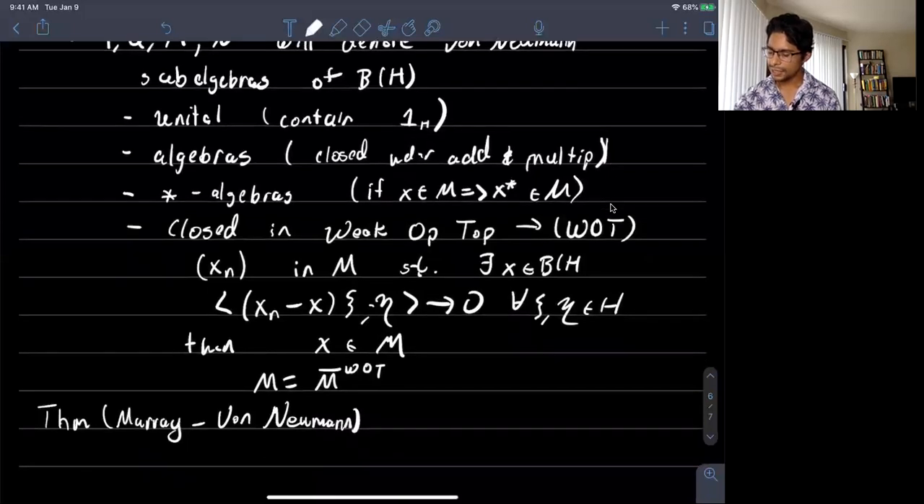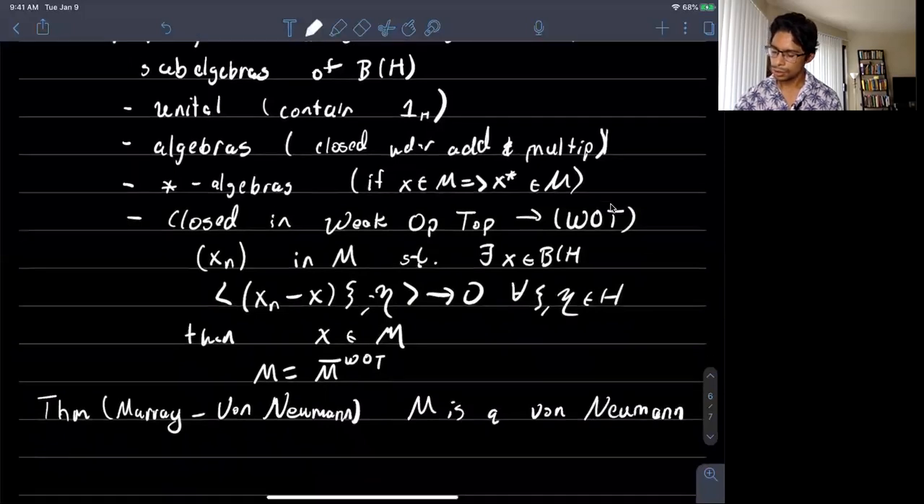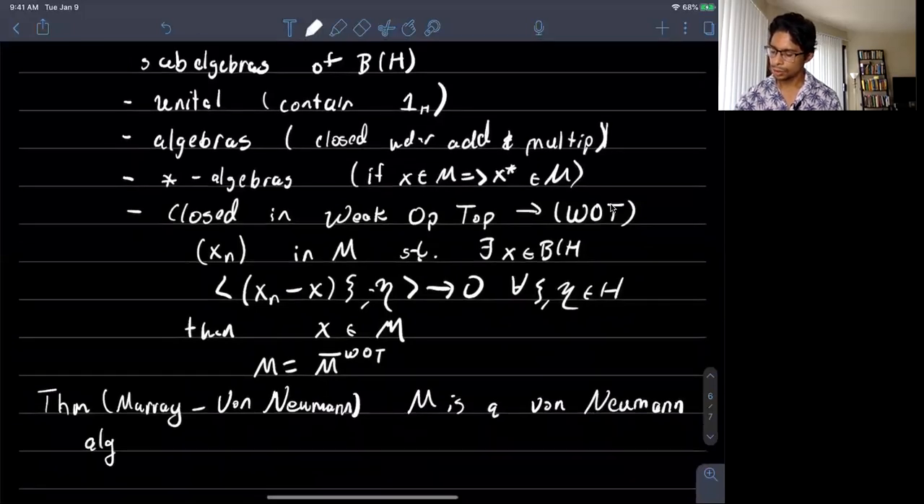Which is that M is a von Neumann algebra if and only if M is its own bicommutator. I'm being a little loose with what's going on here. There are some other conditions, but this is what you really need to know. It's an algebra of operators that's somehow perfectly balanced with respect to this commutation condition.